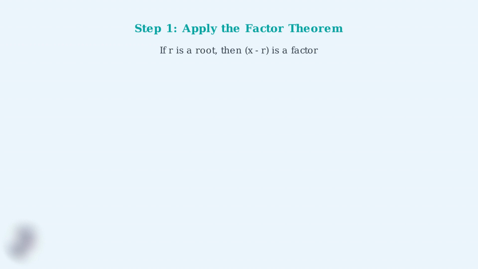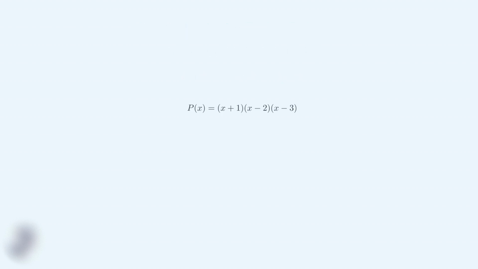Let me clear the screen so we can work through the solution step by step using the factor theorem. Step 1. We apply the factor theorem. If r is a root of a polynomial, then x minus r is a factor of that polynomial. For our roots -1, 2, and 3, we get the factors x minus -1, x minus 2, and x minus 3. Notice that x minus -1 simplifies to x plus 1. Therefore, our polynomial in factored form is p(x) = (x + 1)(x - 2)(x - 3). Now we need to expand this factored form to get the standard polynomial form.